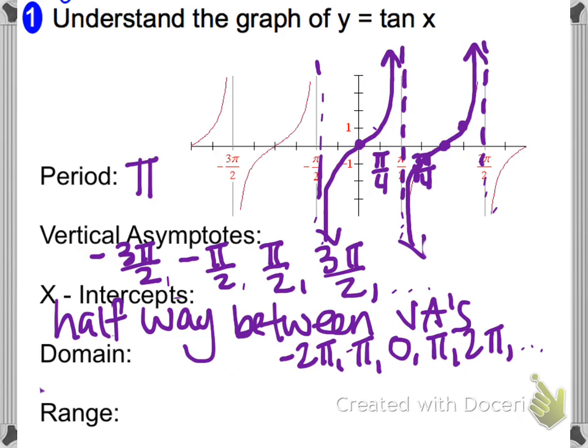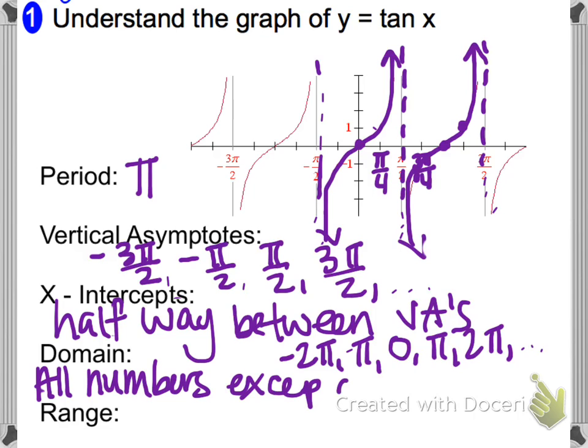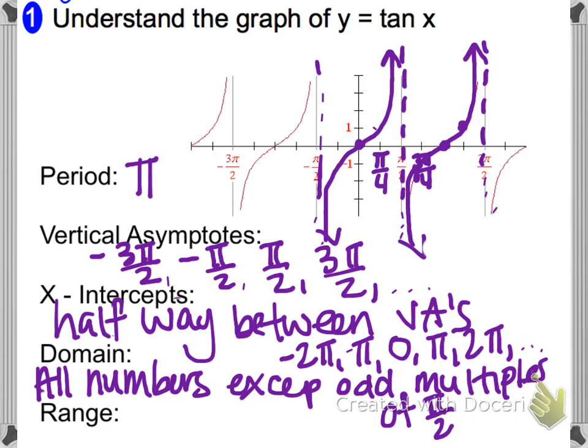Now in terms of the domain, we're going to have everything except where those VAs are. So we'll say all numbers except our odd multiples of pi over 2. And finally, in terms of our range, we've got negative infinity to infinity, so we've got all numbers.